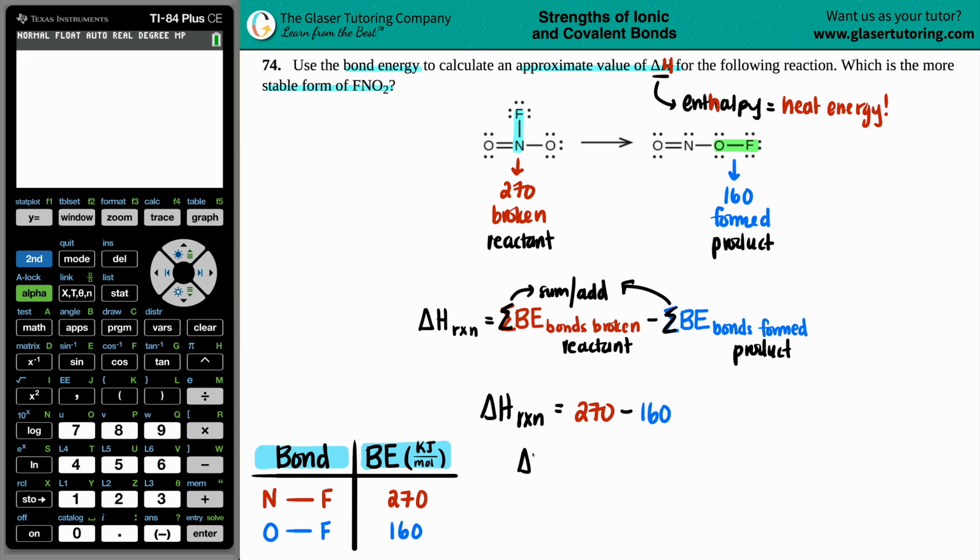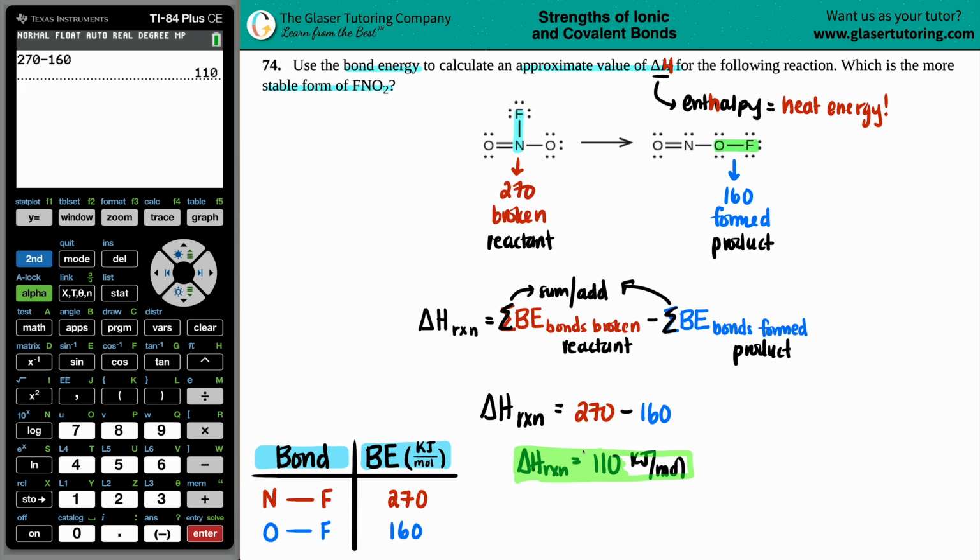Okay. I'm just going to plug it in because I love Calci. 270 minus 160. Calci's got to get its exercise today. Okay, there you go. Thank you so much, Calci. 110. And the unit is kilojoules per mole. So as we went from this to this was endothermic because the delta H is a positive value.